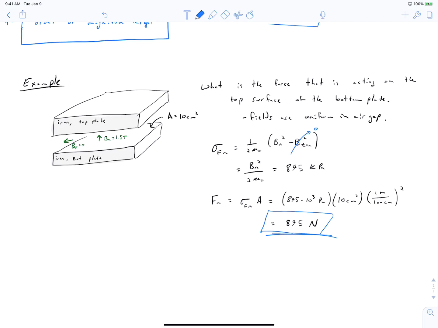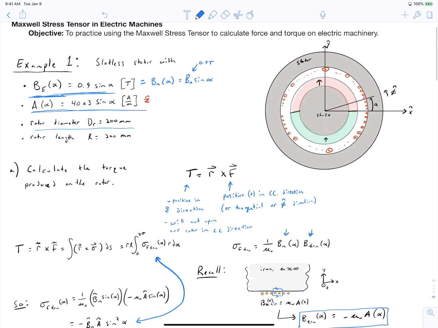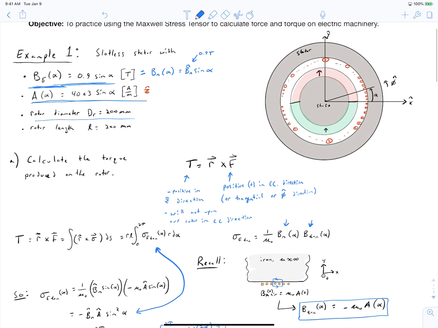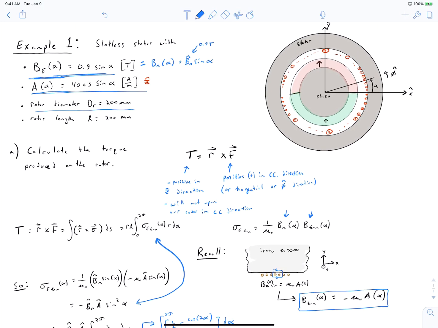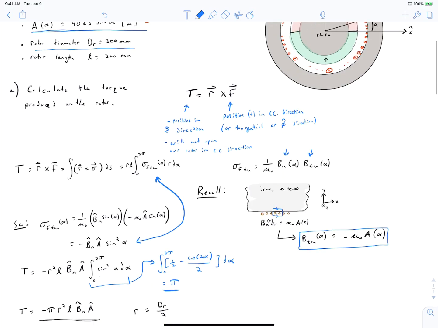So this concludes our lecture. In this video, we have practiced using the Maxwell stress tensor to calculate force and torque on electric machinery. We worked through a very detailed example of a force calculation on a slotless stator with a linear surface current density on the inner bore of the stator. This is kind of a fictitious situation. In later lectures, we're going to work toward why we can make this modeling assumption and what it means.